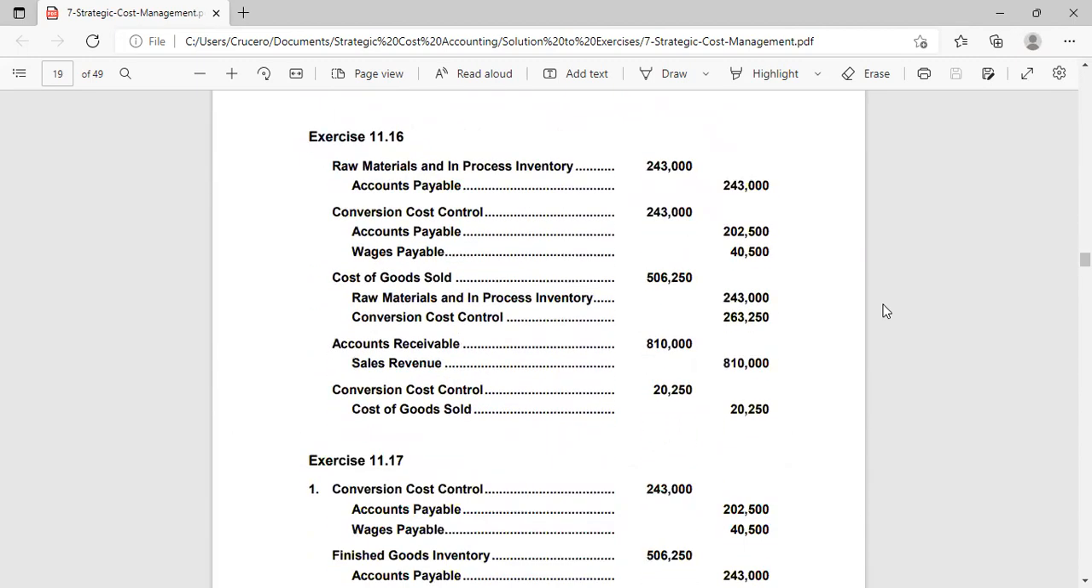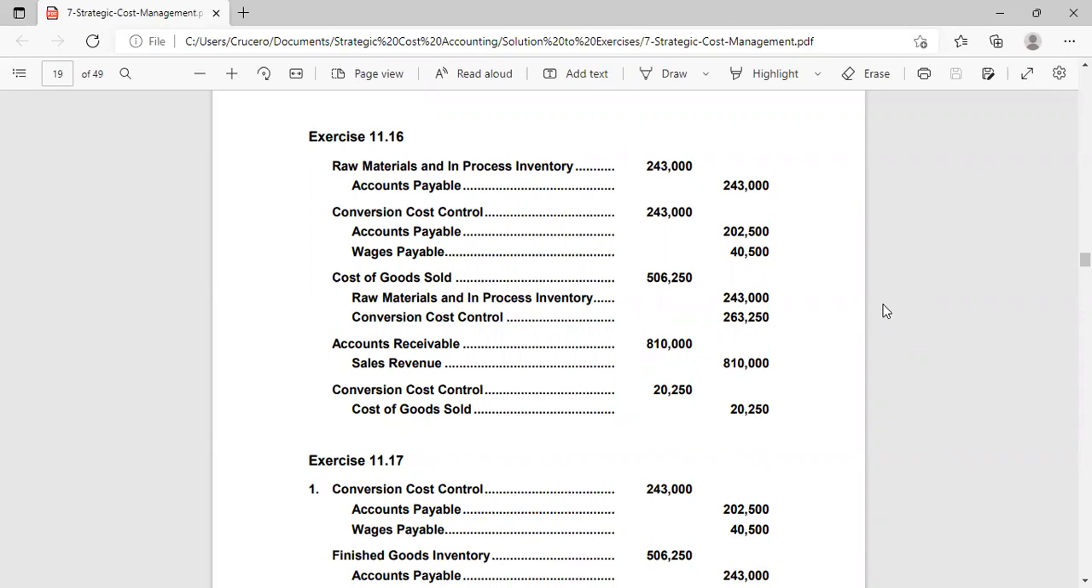Then number 3, we have backflush costing variation 2. Refer to number 15. Prepare the journal entries for the month of June using backflush, assuming that Porter uses the sale of goods as the trigger point instead of the completion of goods. So we now debit raw and in-process inventory, credit accounts payable; debit conversion cost control, credit accounts payable for the actual factory overhead, and credit wages payable for direct labor.